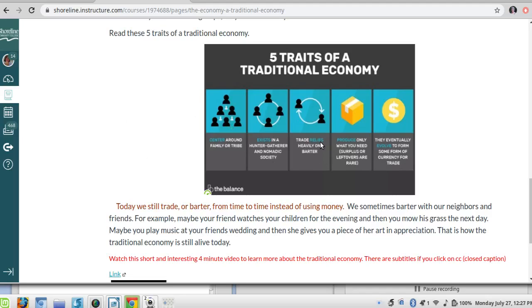Also, a traditional economy relies on trade and barter. Barter is the same as trade, but barter means you're talking about what you're going to want. Traditional economy produces only what you need. Surpluses and leftovers are rare. Finally, they eventually evolve to have some sort of currency for trade. Currency means money. So while you start as a traditional economy, over the years, you will eventually, after a while, have money.